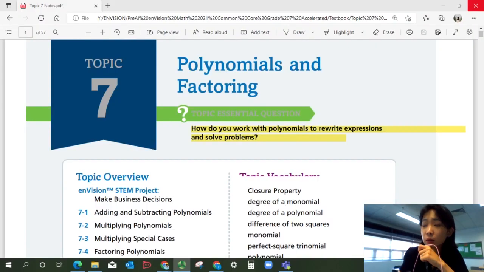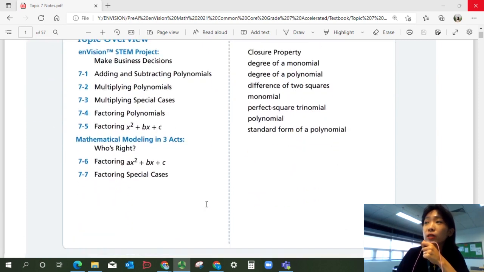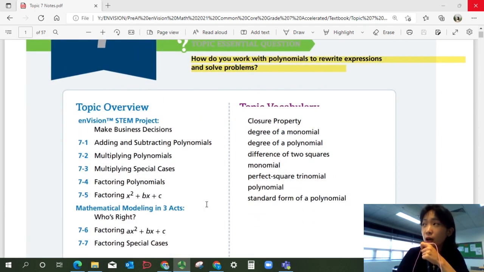Hi everyone, this is Algebra 1, Topic 7, Polynomials and Factoring. In this topic, we'll be able to think about the topic essential question. How do you work with polynomials to rewrite expressions and solve problems? We have 7 lessons in this topic.